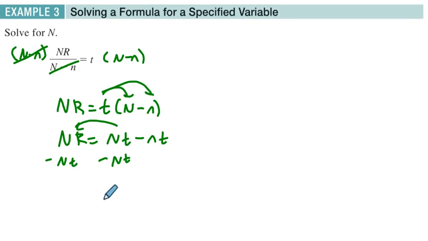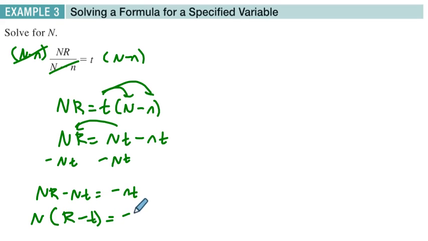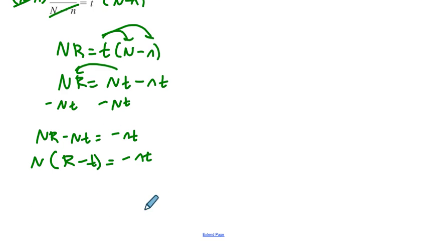All right, and so now we get NR minus NT, and that's equal to negative NT. I can factor out now my capital N, sweet. So I get R minus T, and that's negative NT.